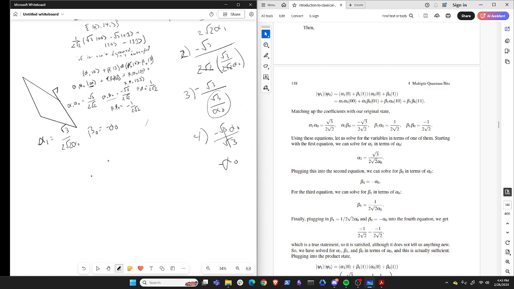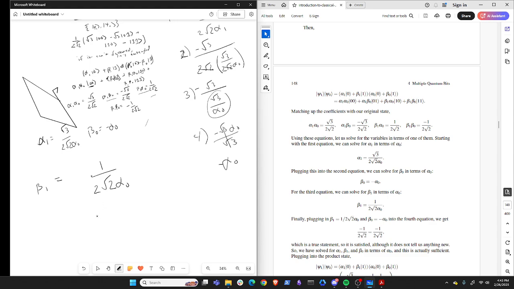Next we can move on to beta sub 1, which is equal to 1 over 2 square roots of 2 alpha sub 0. We just divide by alpha sub 0, move that over. And finally, we can go back in and plug things in and do some solve by substitution.